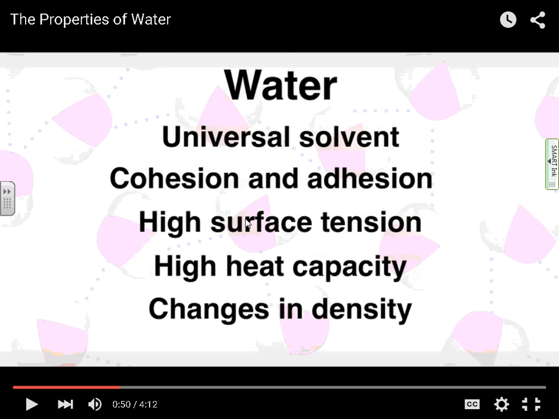Okay, so I'll leave that there for a second. Here, you should abbreviate though, like high ST for surface tension, high C for heat capacity. You know what that is now. High C, okay. And then delta, change in density. Yeah, do you guys know?